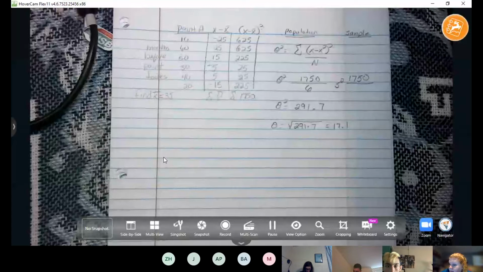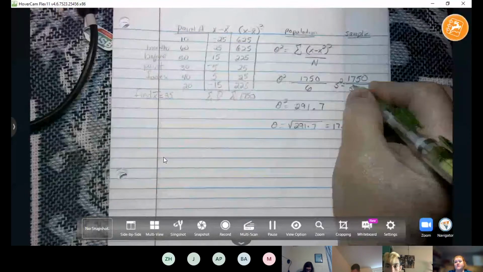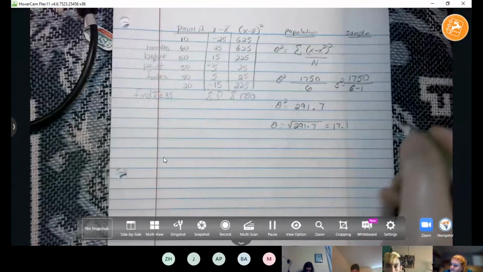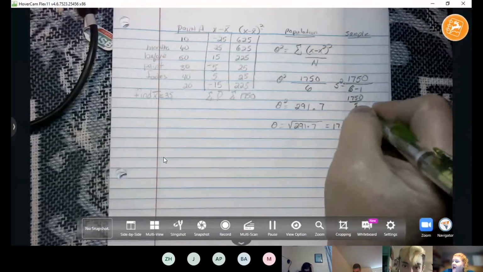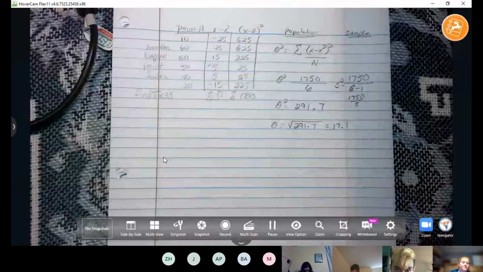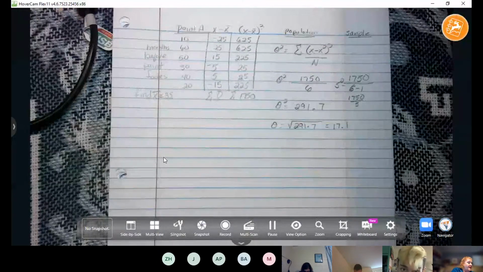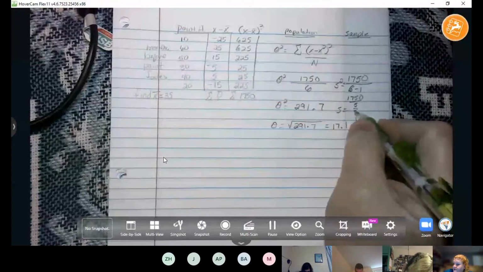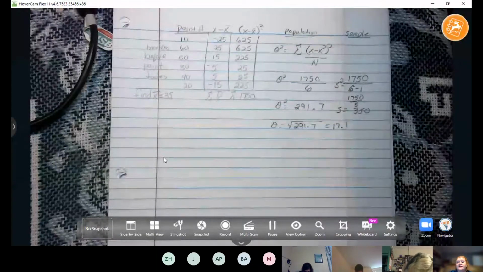Instead of 6, we're going to have 6 minus 1, which is going to be what? 5. So we're doing 1750 divided by 5 this time. What does that give you? What is 1750 divided by 5? 350. So the variance is 350 with the sample.